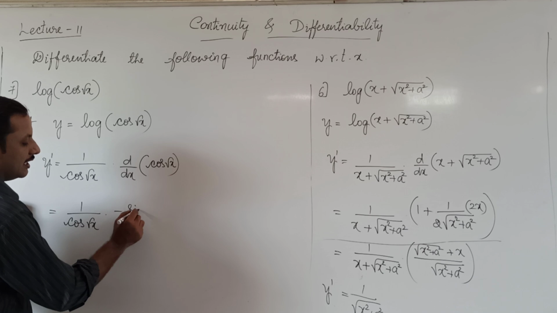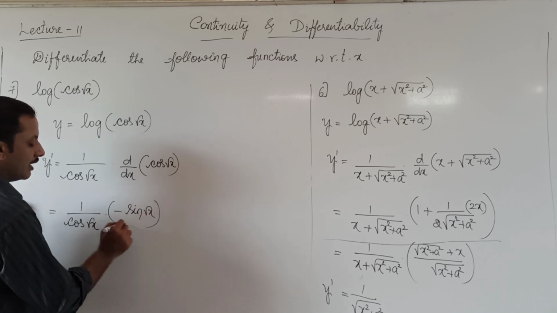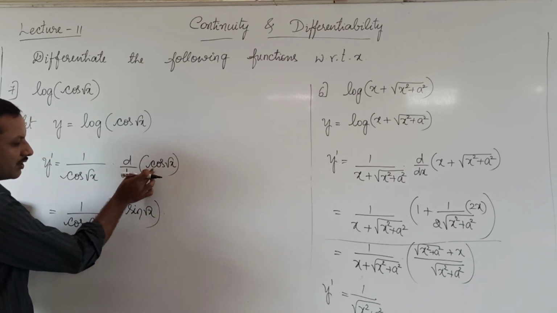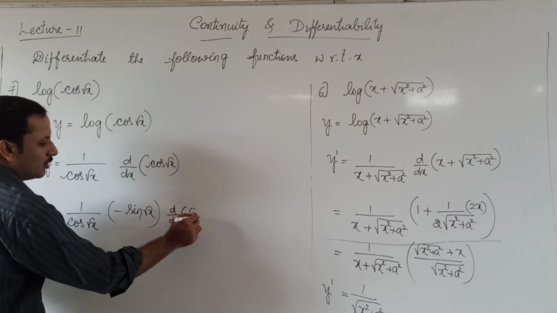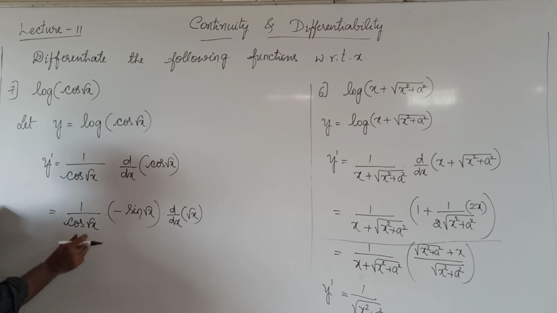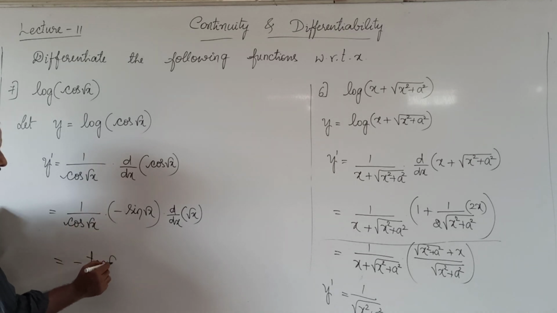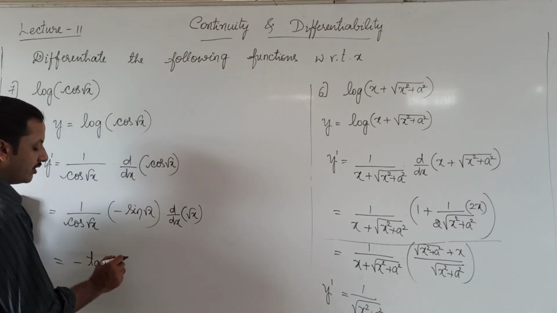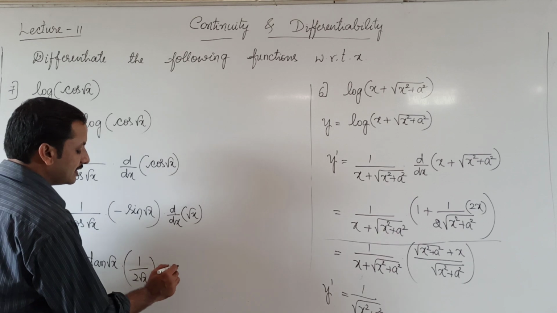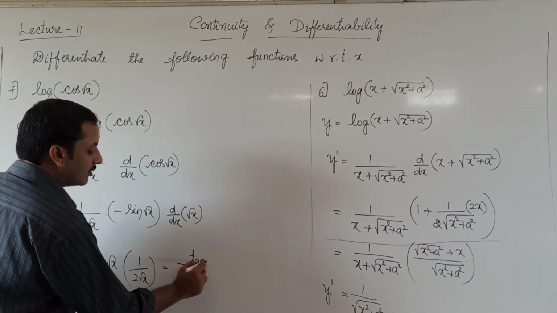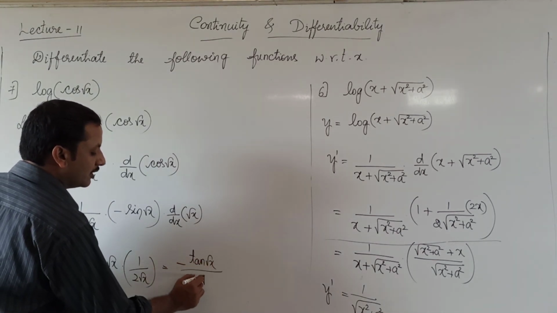minus sin root x into, now you have differentiated for this cos, we have to differentiate for this root x, into the derivative of root x. So this will be minus sin by cos, which is minus tan root x into the derivative of root x. Derivative of root x is 1 by 2 root x. So the answer is minus tan root x divided by 2 root x.